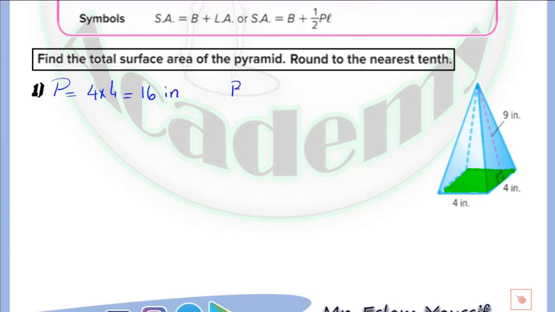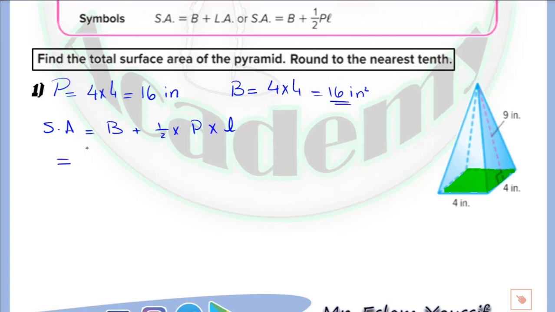Now we need to find the area of the base. The area of the base equals the side multiplied by itself, because the base is a square. So the answer now will be equal to 16 square inch. Now we need to find the surface area. The surface area equals the area of the base plus half multiplied by the perimeter of the base multiplied by the slant height. So it will be equal.